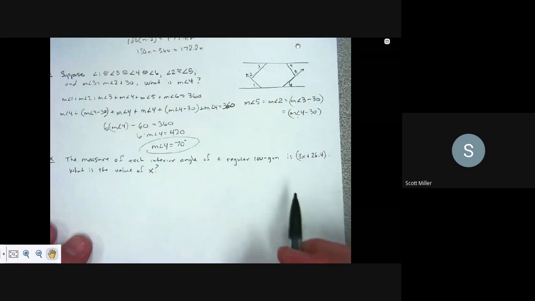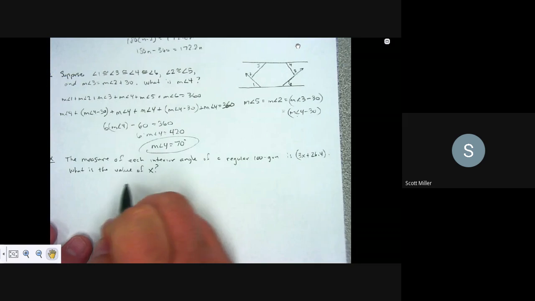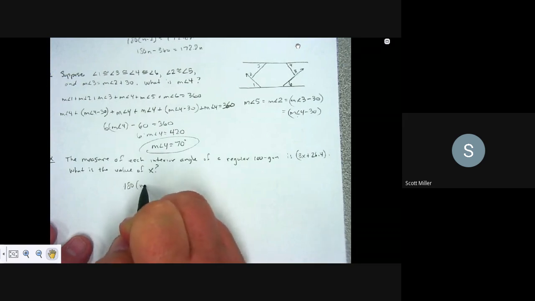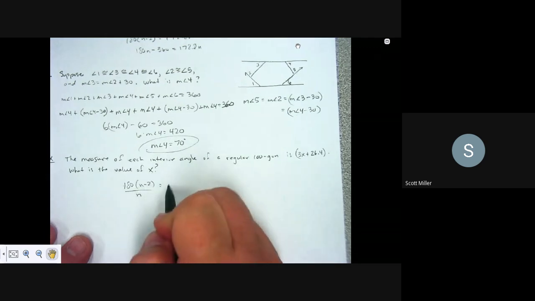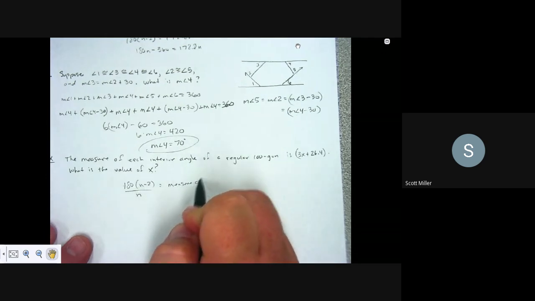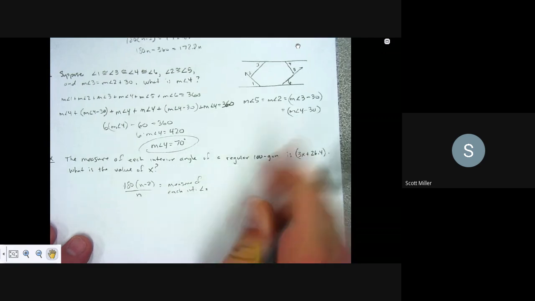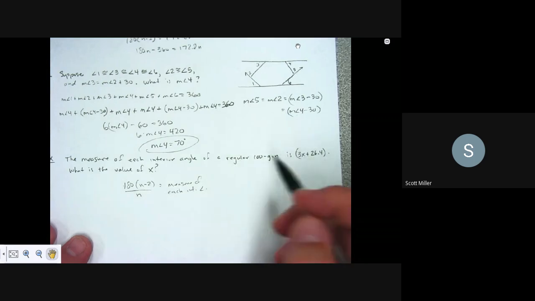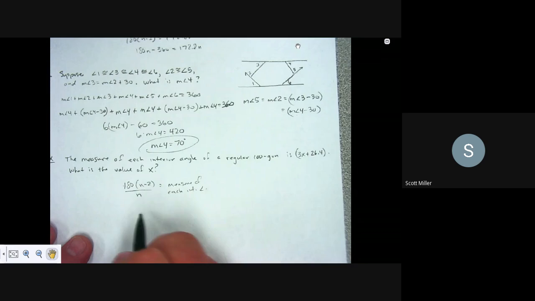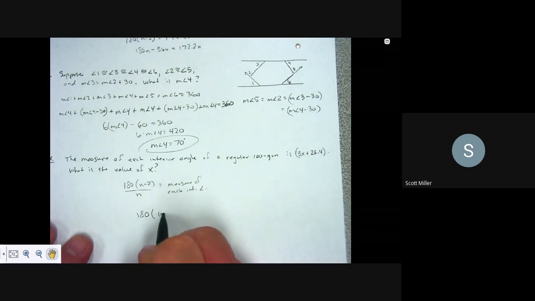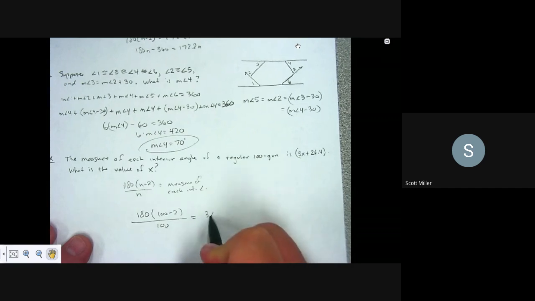So it's an interior angle of a regular polygon, so we have that formula. Remember, the formula was 180 times n minus 2, divided by n. This produces the measure of each interior angle of a regular n-gon. So then using this concept and what we did before, let's plug in what we know. So I have 180 times 100 minus 2 over 100 must equal this expression.